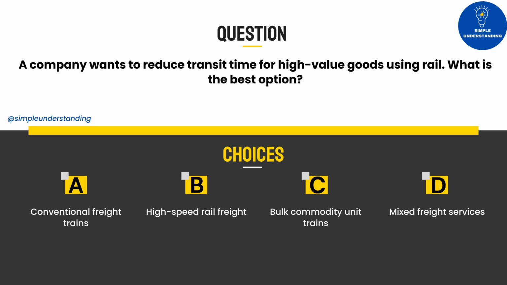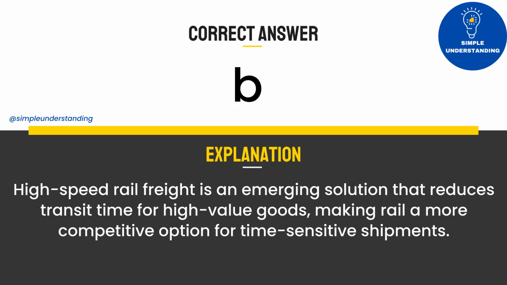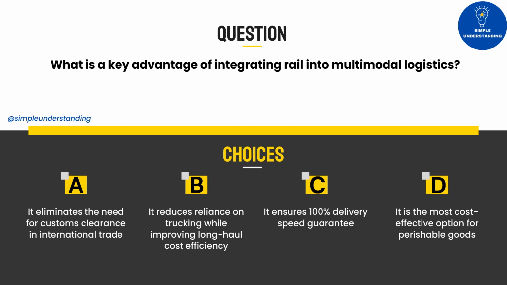8. A company wants to reduce transit time for high-value goods using rail. What is the best option? A. Conventional freight trains. B. High-speed rail freight. C. Bulk commodity unit trains. D. Mixed freight services. Correct answer, B. Explanation. High-speed rail freight is an emerging solution that reduces transit time for high-value goods, making rail a more competitive option for time-sensitive shipments. 9.